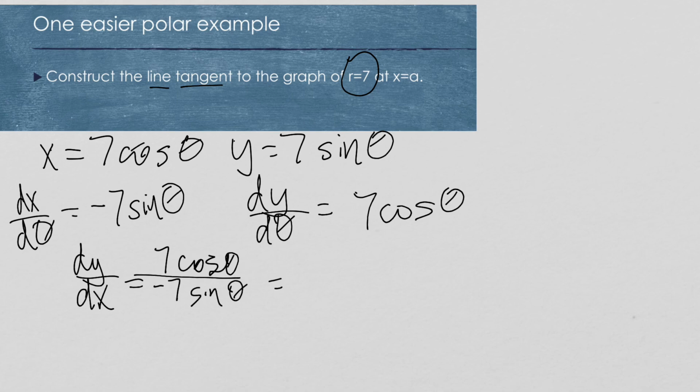Looking like those are going to cancel the 7s, right? And now specifically, I could actually reduce this a little bit more. What is cosine over sine? From tangent, that's the reciprocal of tangent. And what was the name of that one? Cotangent. Negative cotangent theta.